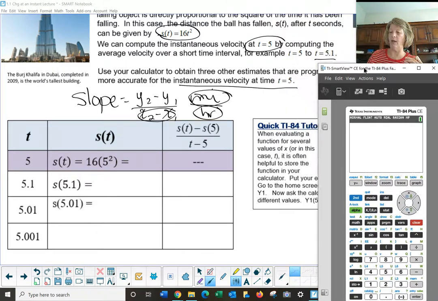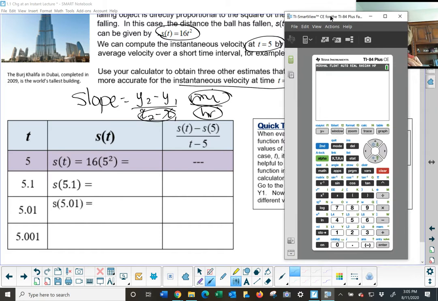Then I'm going to ask the calculator what happens at 5.1. All right, so alpha is the green key. Trace. I want to grab the y1 because that's where I stored my equation. Put a parenthesis in there. And let's see, we've got to calculate it at 5 anyway. I'm going to put y sub 1 of 5. It's like function notation. What's my function evaluated at 5? That would be 400. So I'm going to write 400 right here.